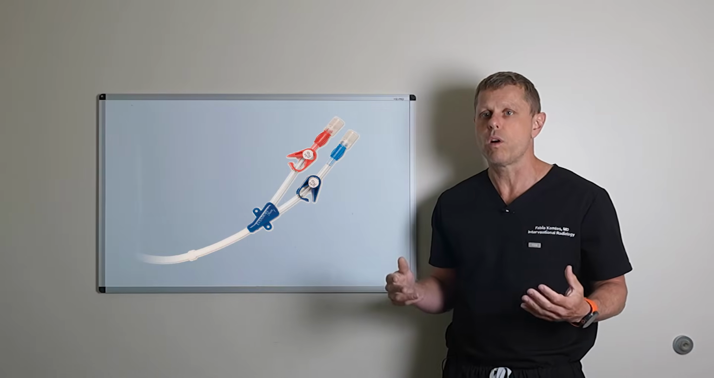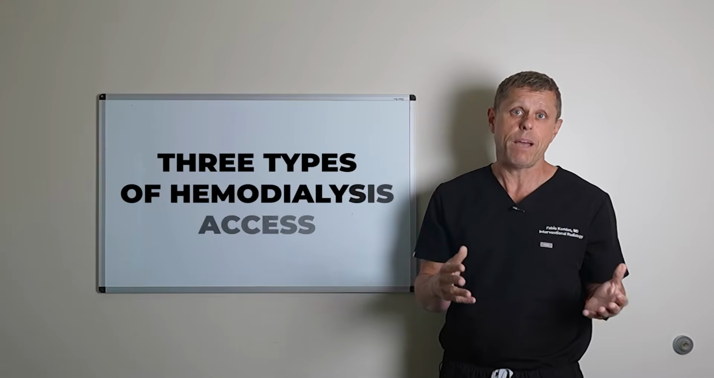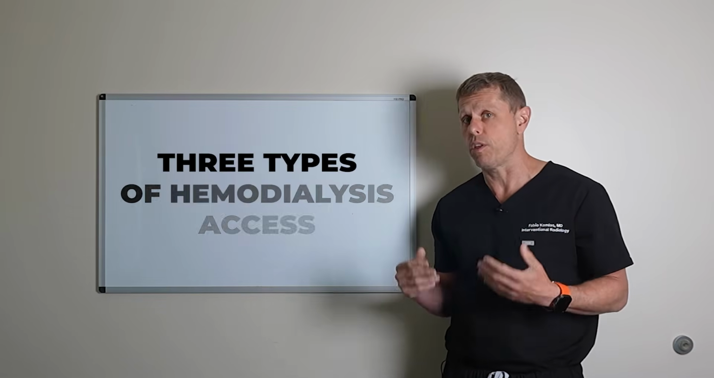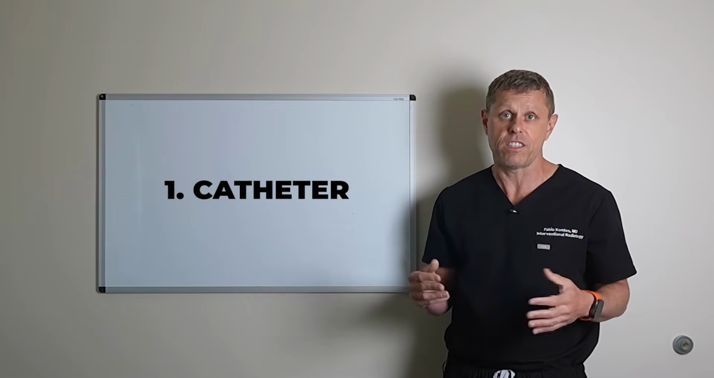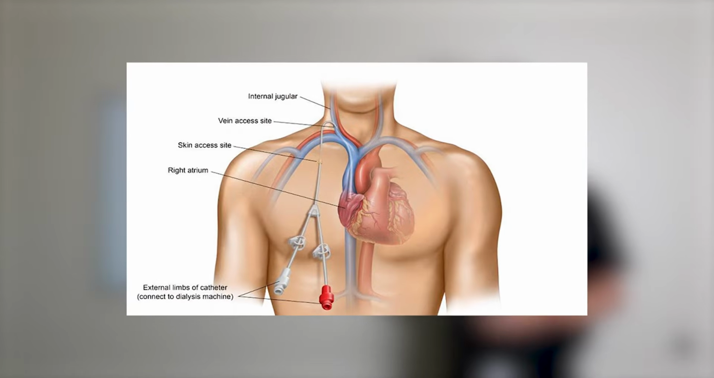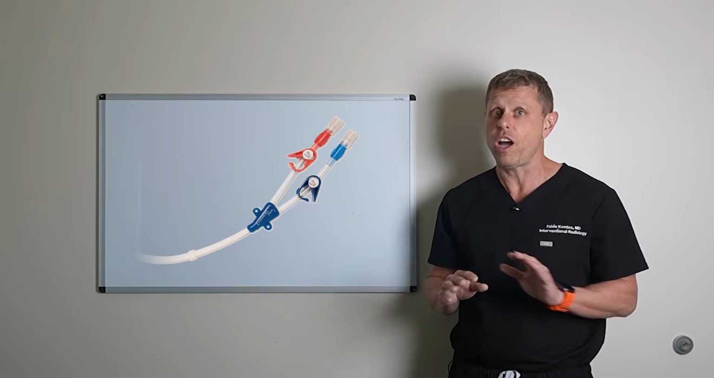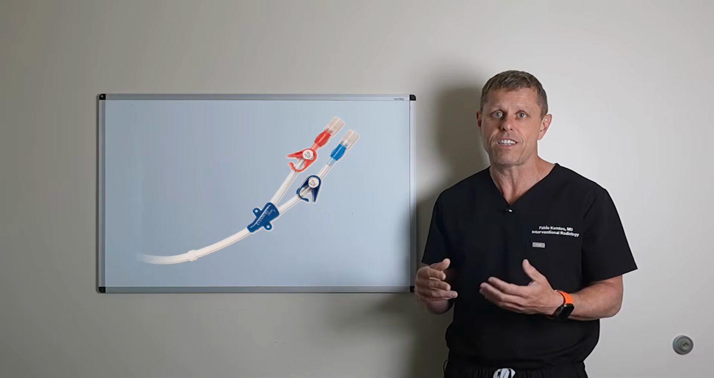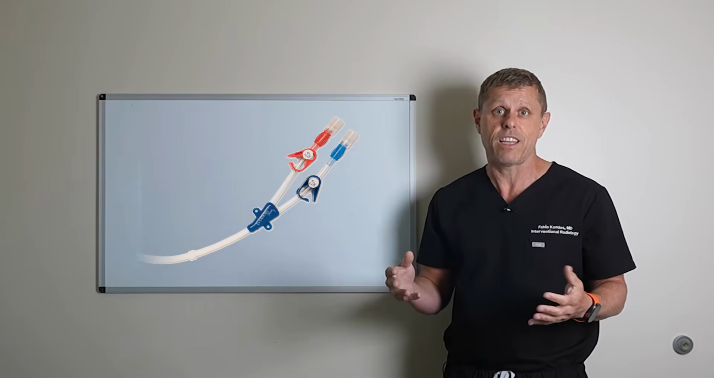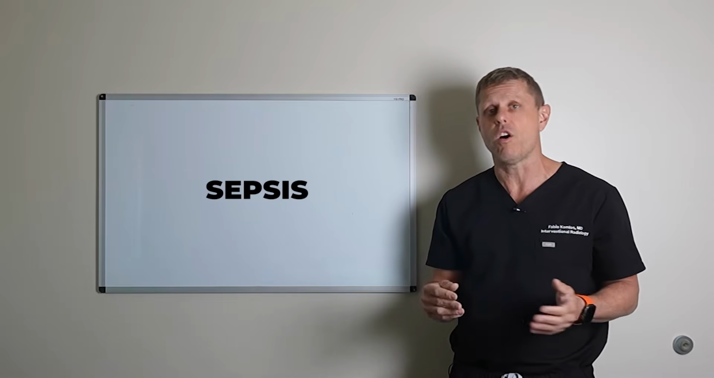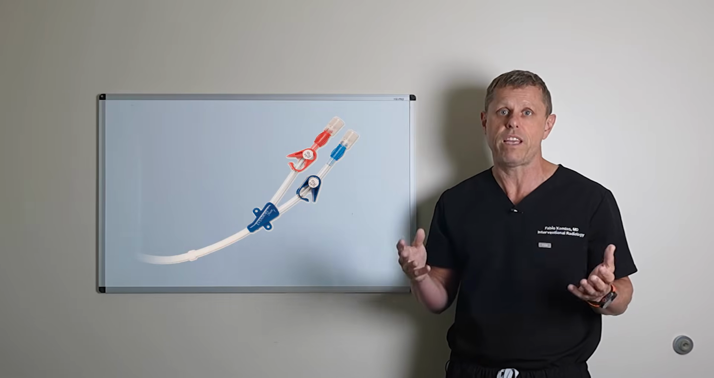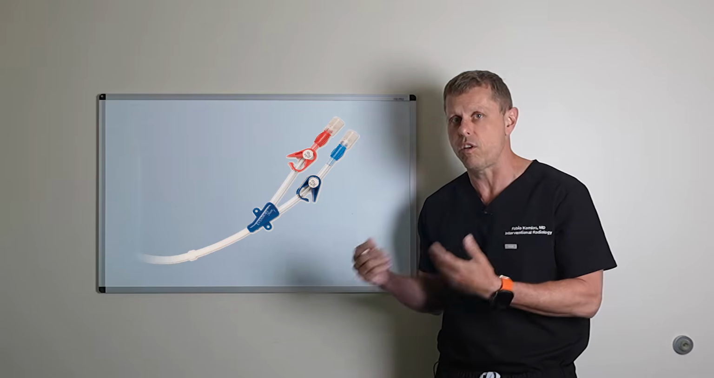So let's first do a quick review. There are three types of access that can be used for hemodialysis. The first one is a catheter, a tunnel catheter that can be inserted in the neck or in the chest that can be used for the dialysis. It's not the preferred method because catheters can get infected, you can develop sepsis, and also they can damage the internal vein. So we prefer not to use catheters long term.